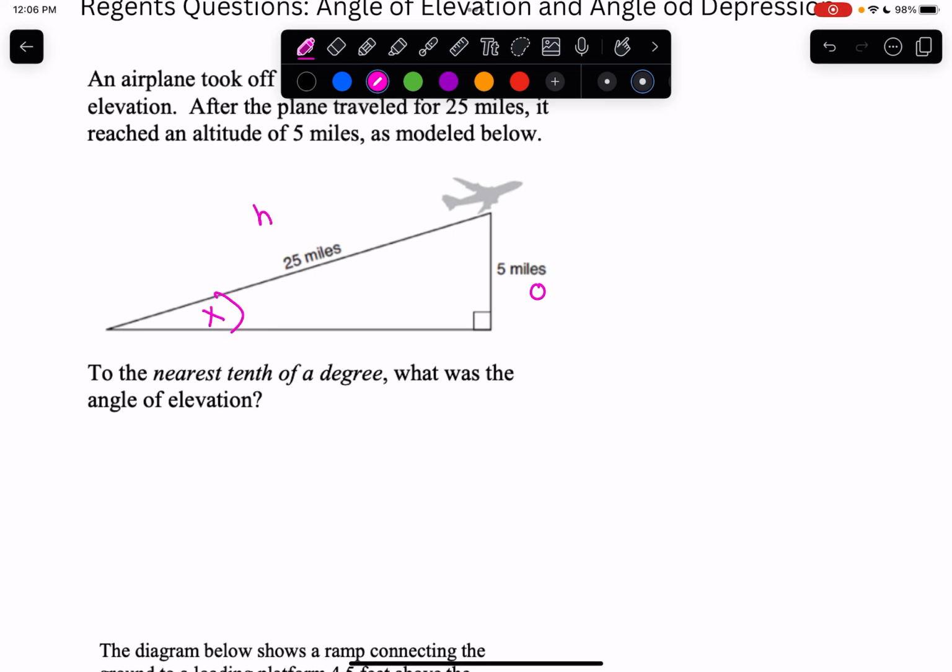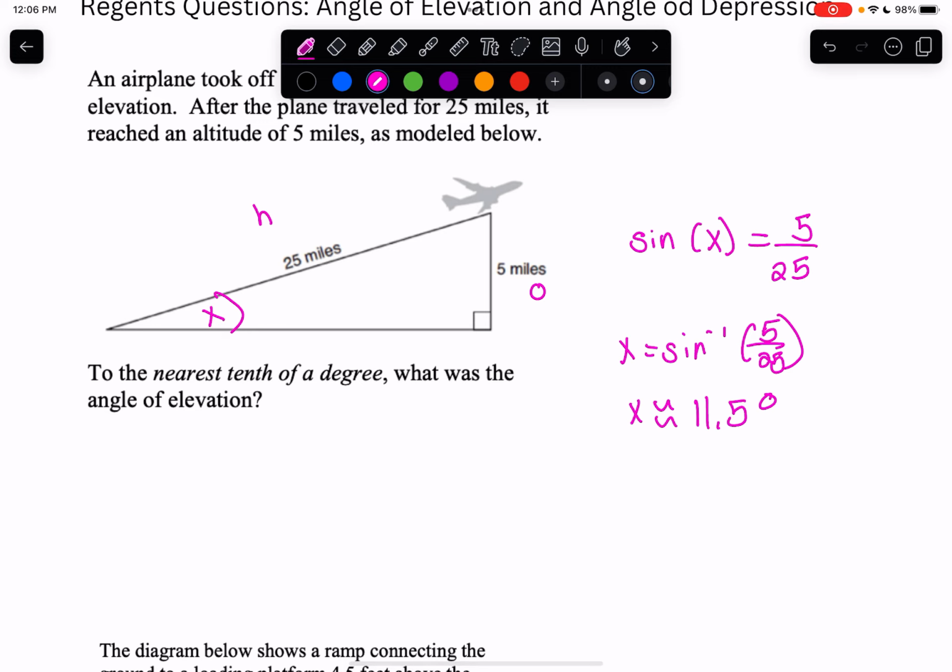So this requires you to recognize what angle of elevation means. So since I have opposite over hypotenuse, it's sine. So 5 over 25. X is equal to the inverse sine of 5 over 25. So x is equal to, to the nearest tenth, 11.5 degrees.